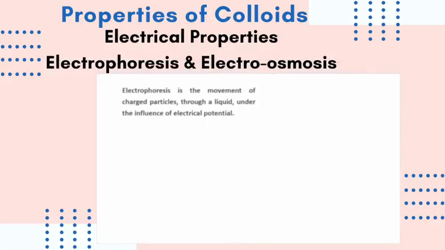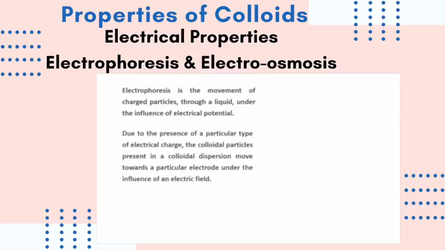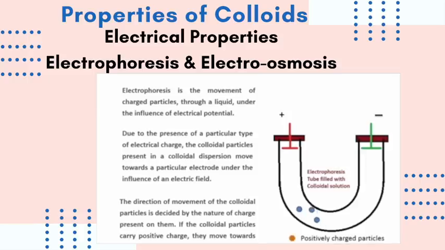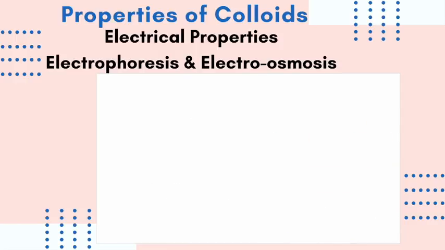Electrophoresis is the movement of charged particles through a liquid under the influence of electrical potential. Due to the presence of a particular type of electrical charge, the colloidal particles present in a colloidal dispersion move towards a particular electrode under the influence of an electric field. The direction of movement is decided by the nature of the charge present on them. If the colloidal particles carry positive charge, they will move towards the negative terminal. Meanwhile, if they carry negative charge, they will move towards the positive terminal.